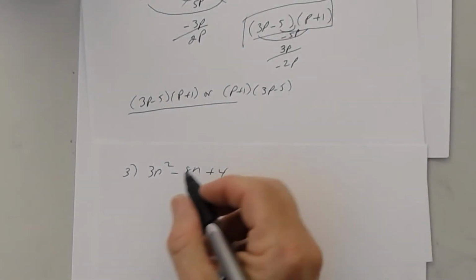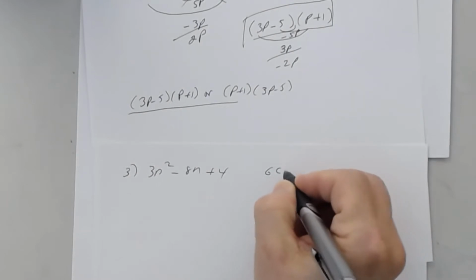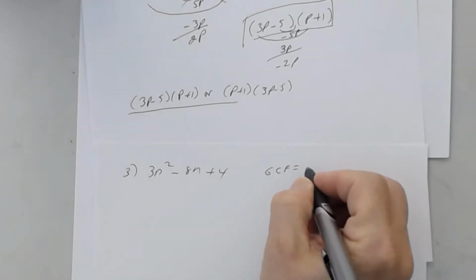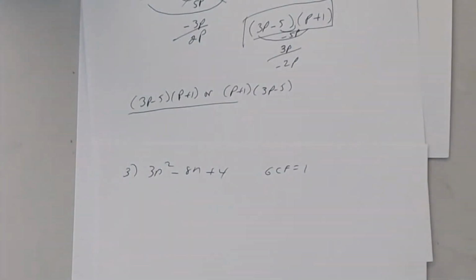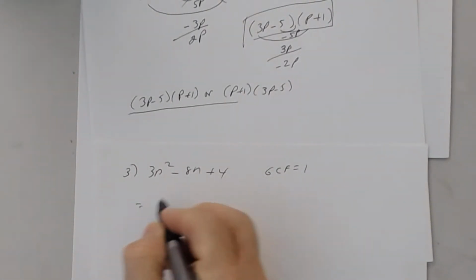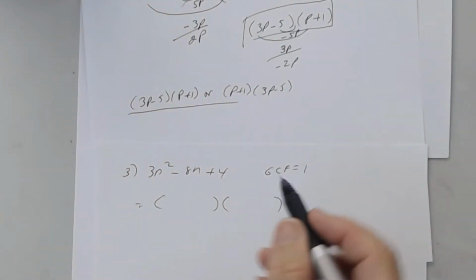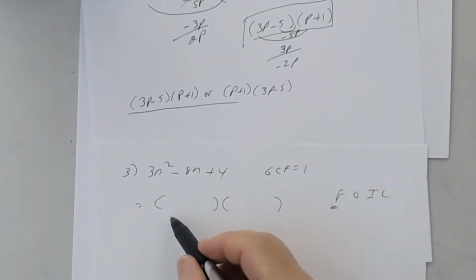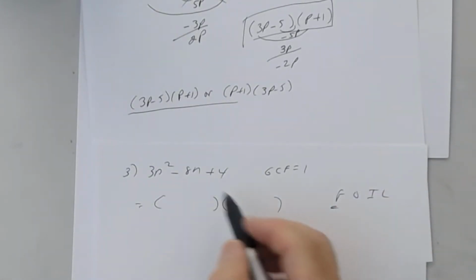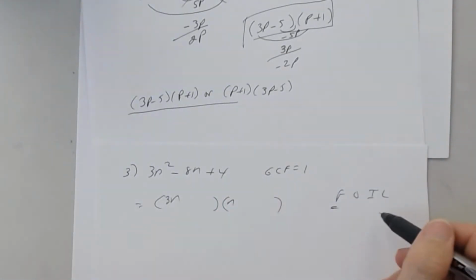All right, so what's the GCF? GCF is not 4. GCF is 1. The 4 does not go into 3 evenly. So the GCF is 1, so I'm going to go directly to the two binomials and then FOIL. So let's do the F first. The F part is easy. What's going to be the F part? 3n and n. All right, now let's talk about the last.